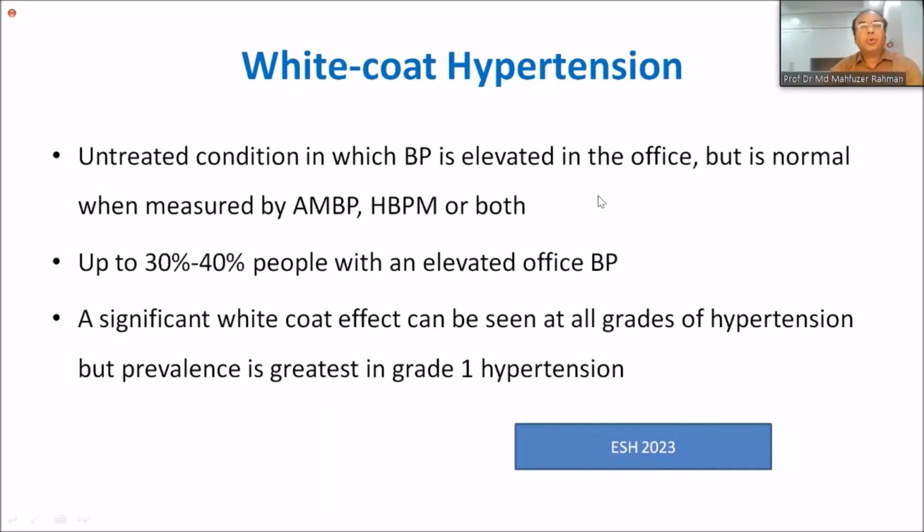This is very important. White coat hypertension is an untreated condition in which blood pressure is elevated in the office, but it is normal when measured by ambulatory blood pressure or home blood pressure measurement or both. You see around 30 to 40% of people with an elevated office blood pressure are normotensive. A significant white coat effect can be seen at all grades of hypertension, but prevalence is greatest in grade 1 hypertension.